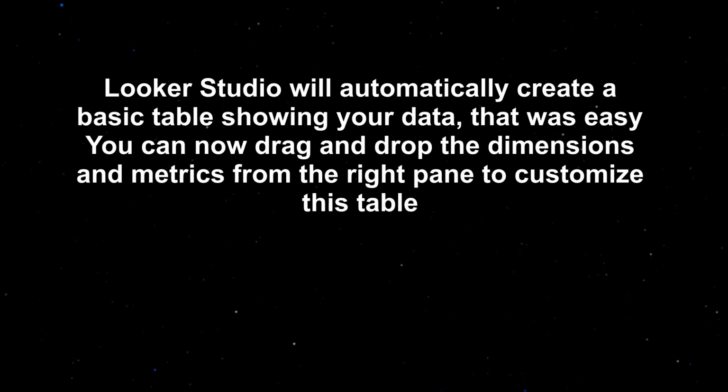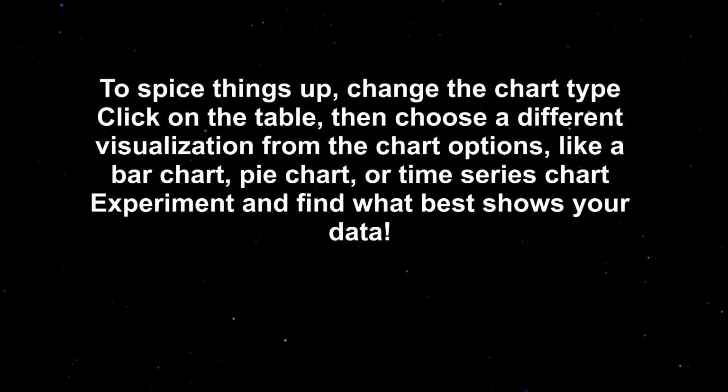Looker Studio will automatically create a basic table showing your data. That was easy. You can now drag and drop the dimensions and metrics from the right pane to customize this table. To spice things up, change the chart type. Click on the table, then choose a different visualization from the chart options, like a bar chart, pie chart, or time series chart. Experiment and find what best shows your data.